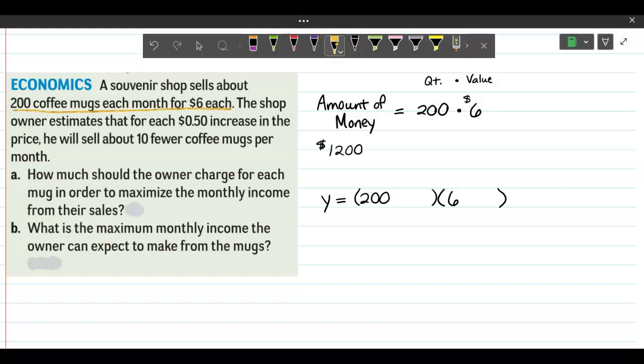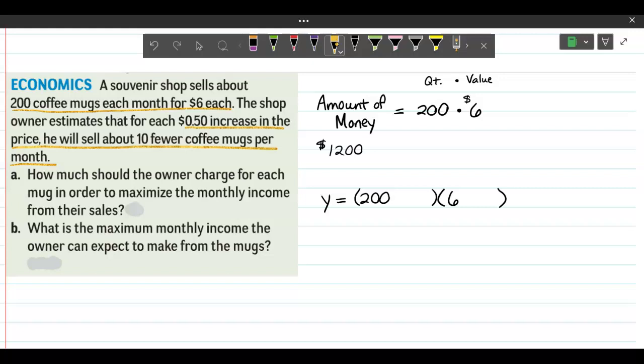And now as we continue reading in our story, we've already used this information. The shop owner estimates that for each 50-cent increase in the price, he will sell about 10 fewer mugs per month. So think about life in general. This past weekend, we had our fall play. If we sold the tickets for more than $10, we would make more money, right? If you sold them for $15 a piece instead of $10 a piece, you make more money. And for a while, that's going to be true until you start charging too much.